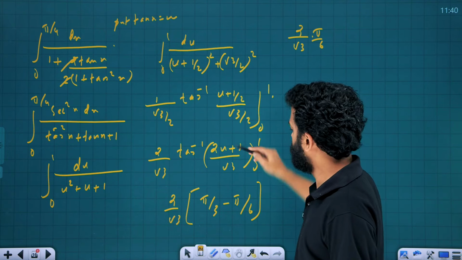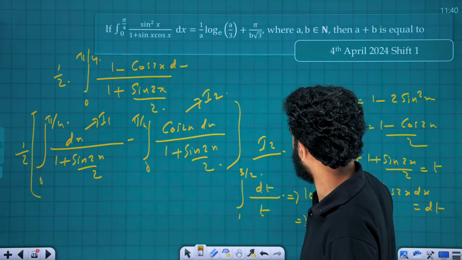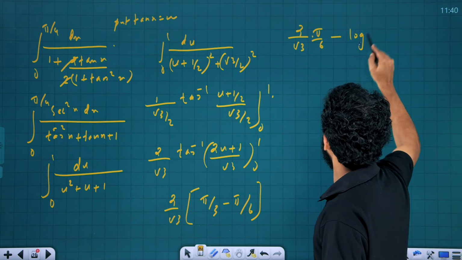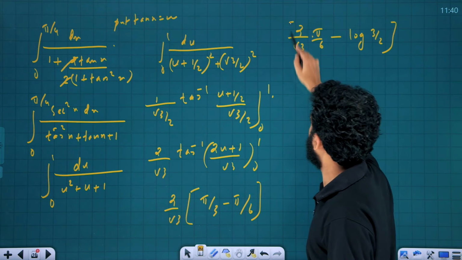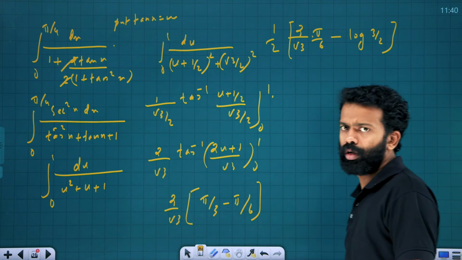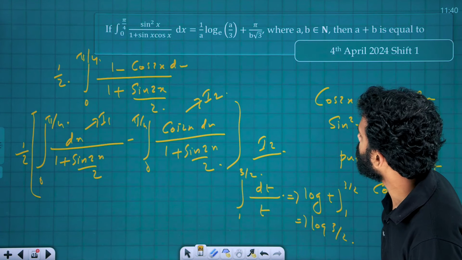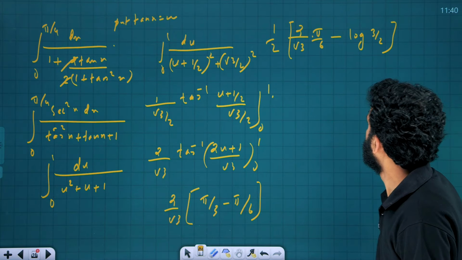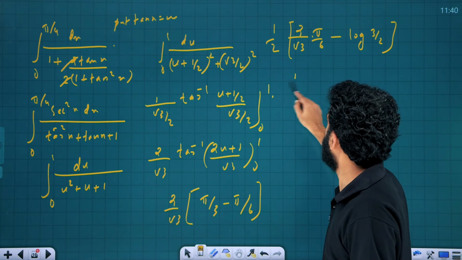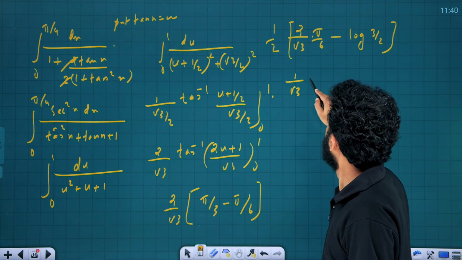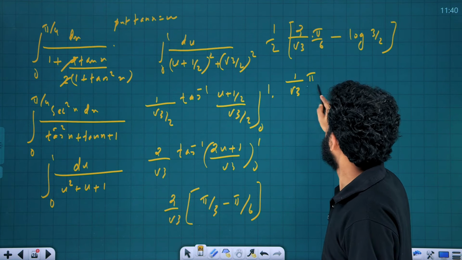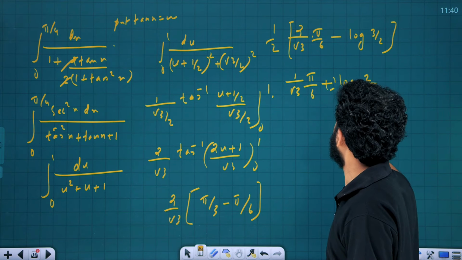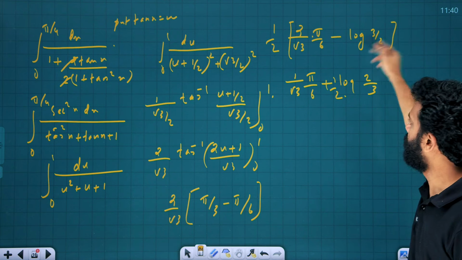And this is what I1 is. And what was I2 actually? Minus of log 3 by 2, and there is a 1 by 2 over here as well. So, how are you going to formulate this one? The 2 will get cancelled: 1 by root 3 into pi by 6, plus log 2 by 3 into 1 by 2. This will get flipped and the minus will come over here.